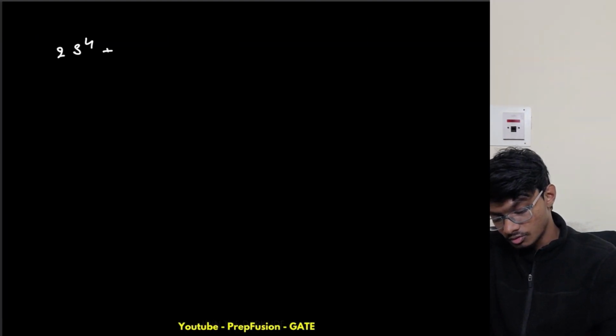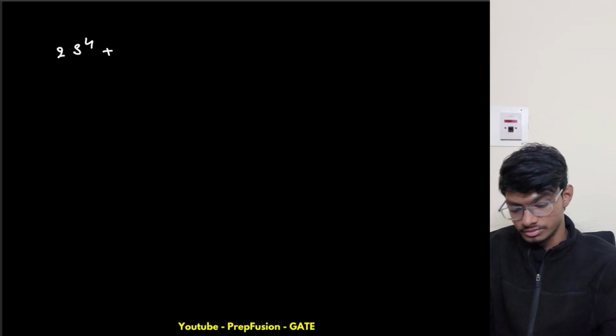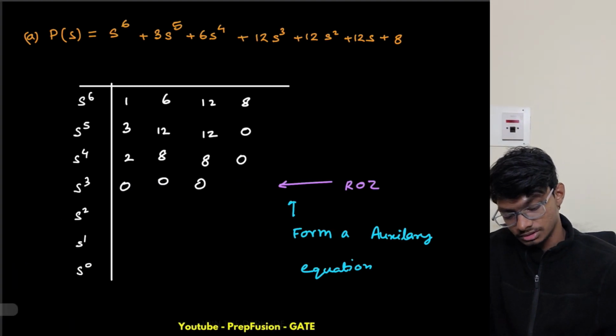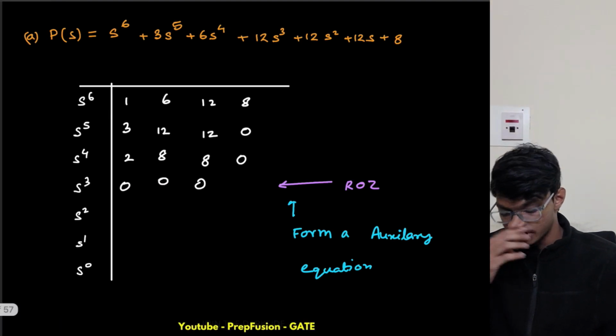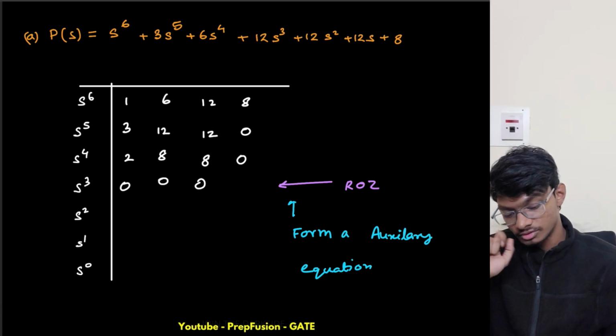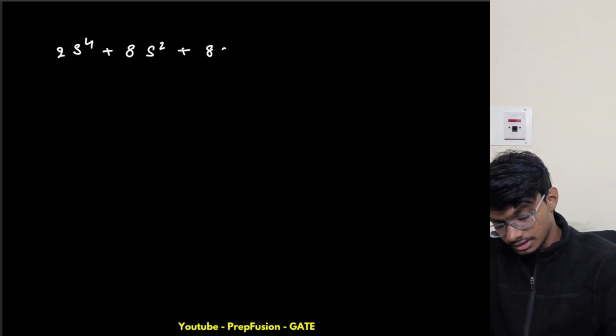Then what is the coefficient of the next term? I will skip one power, I will skip s cube, and I will choose s square. The coefficient of s square is 8. Then I will again skip one power, that is s to the power 1, and choose s to the power 0. The coefficient of s to the power 0 is 8 itself, so again 8 times s to the power 0.